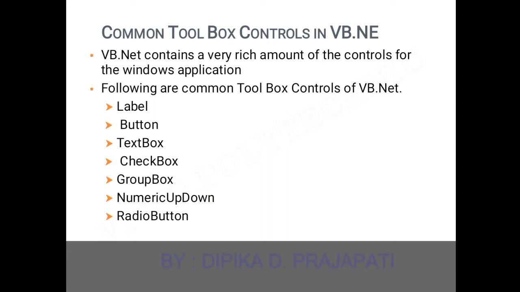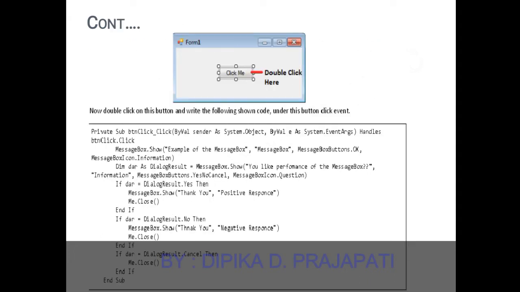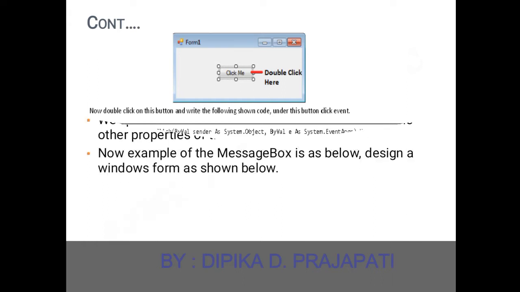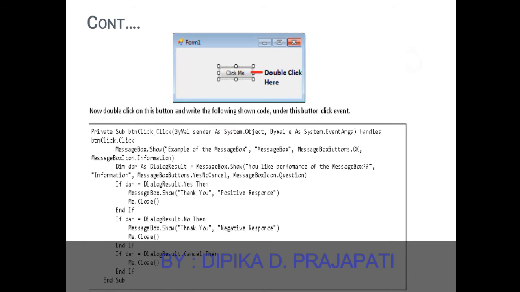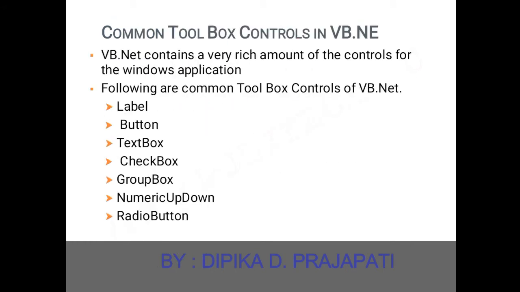So dear students, we have already discussed form event, form method and message box control. Now in this lecture we are going to discuss various types of toolbox control like label, button, text box, checkbox, group box, numeric up down and radio button.